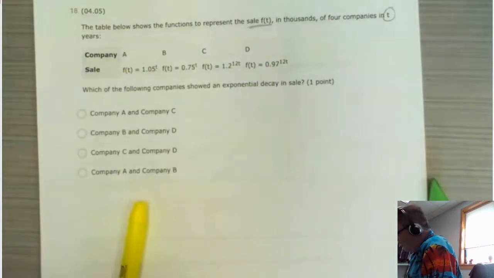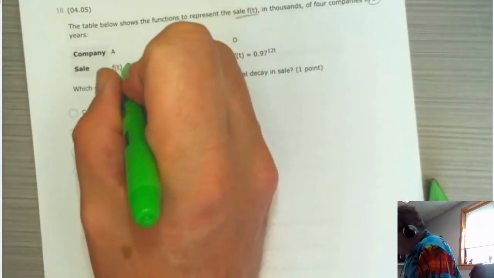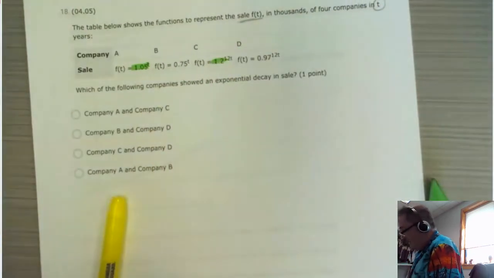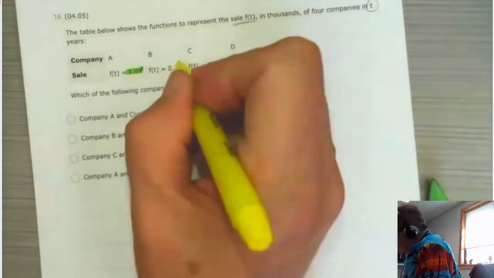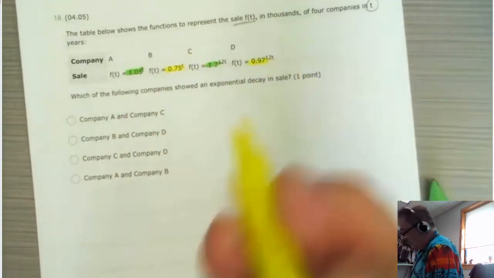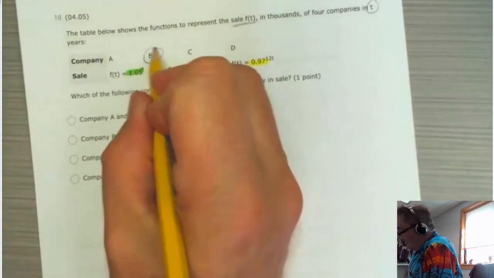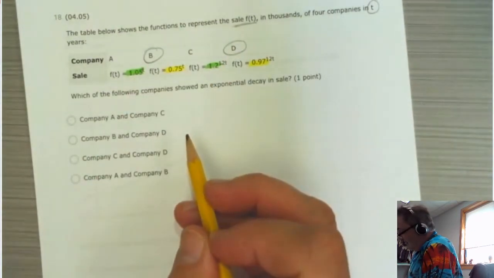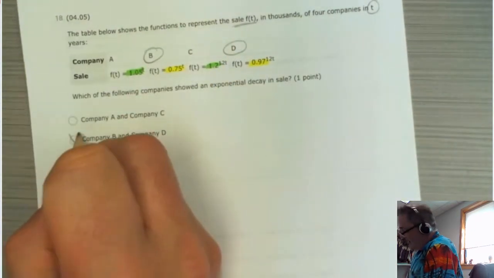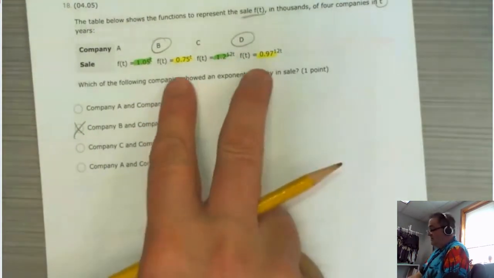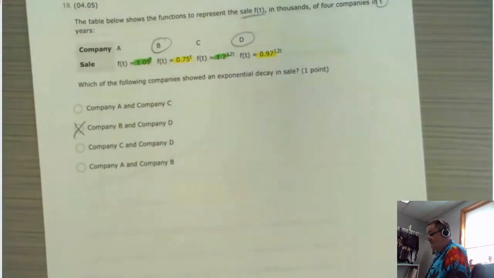This is 1.05. That's bigger than 1. 0.75 is smaller. 1.2 is bigger than 1. So those can't be it. Smaller than 1, smaller than 1. So that would be B and D that have an exponential decay. Those are the only two that are smaller than 1.